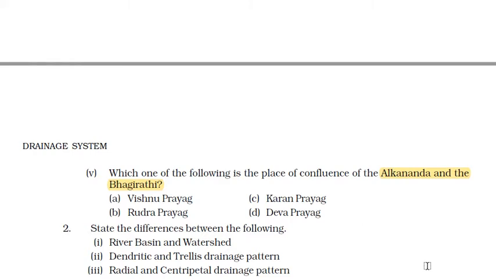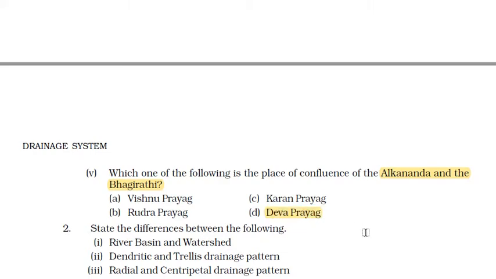Confluence of Alaknanda and Bhagirathi. Say option A is Vishnuprayag, option B Rudraprayag, option C Karanprayag, option D Devprayag. So this is very easy because Alaknanda and Bhagirathi we know that it meets at the Devprayag. The correct answer is Devprayag.